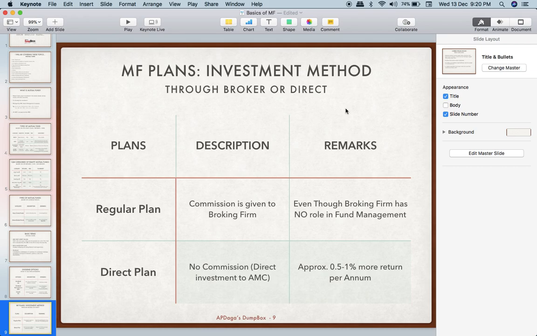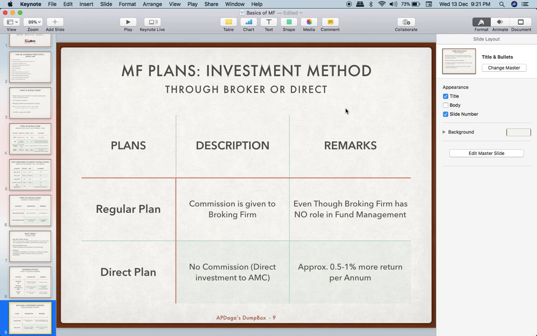Next is very very important, many people don't know about this. When you invest your amount into a mutual fund, earlier there was only one plan, the regular plan. You can invest into a mutual fund through a Demat account or through some other options. There are some broking firms in the market through which generally people invest into mutual funds.